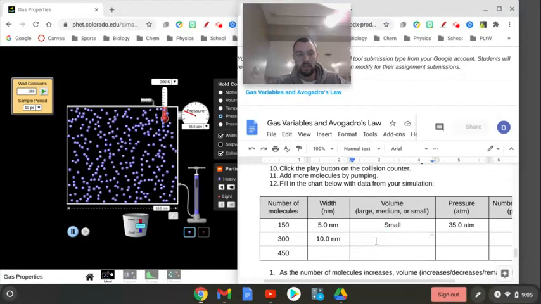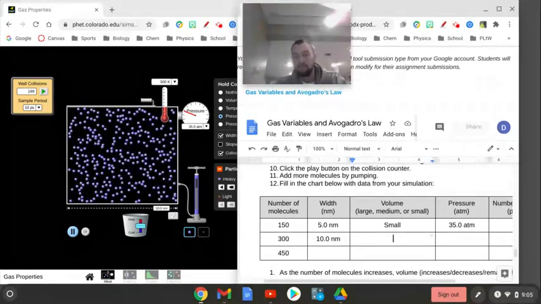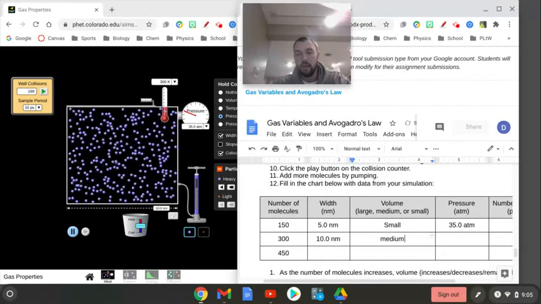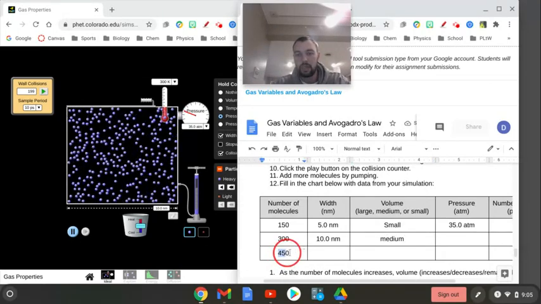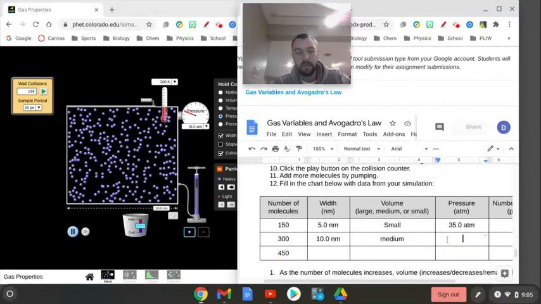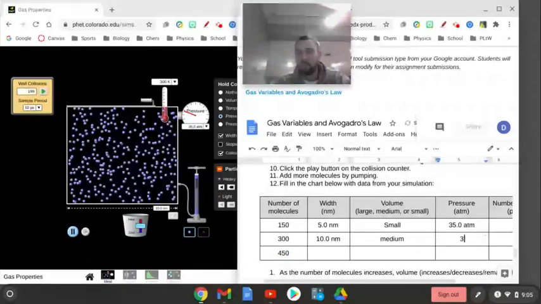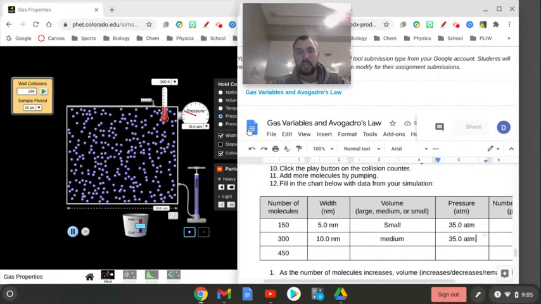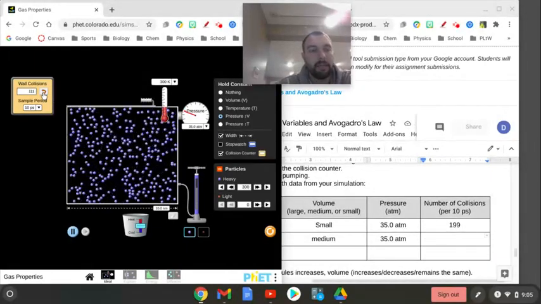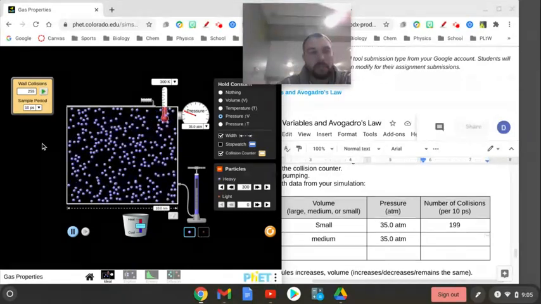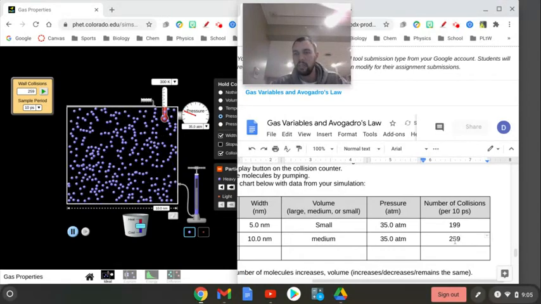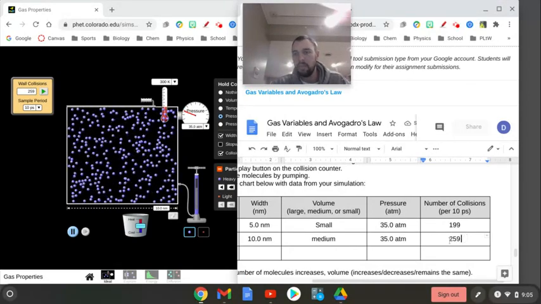What is the volume? It's going to be medium or large. It's definitely bigger than before. I'm going to put medium because I can see I got more particles here, and I'll probably get larger. But I'll see. I'll check later. Okay, what's the pressure? Pressure is 35, which makes sense because we're holding the pressure constant, so it's not changing. And then I got to do this again. Let's see what we get. 259. Okay, so a little bit more collisions, but not that many more.